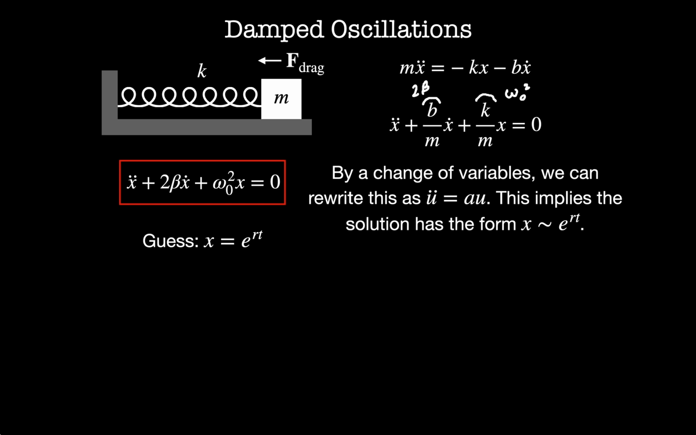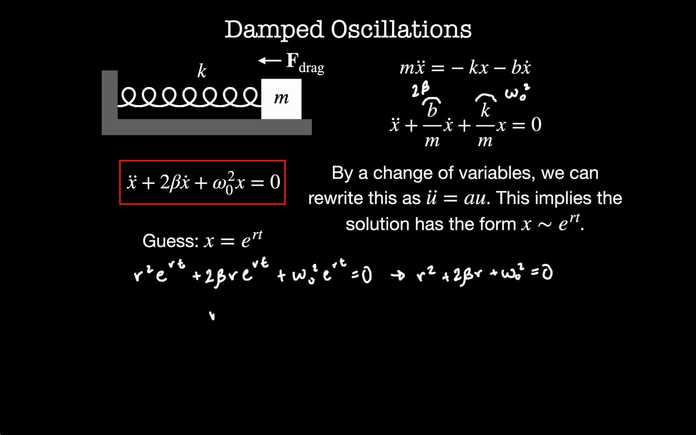So our equation now looks like, we've got r squared e to the rt plus 2 beta r e to the rt plus omega naught squared e to the rt is equal to 0. So nicely, all of the e to the rt's drop out, and we're left with a quadratic equation for r. So we've got r squared plus 2 beta r plus omega naught squared is equal to 0. So we have solutions for r that are r is equal to plus or minus square root beta squared minus omega naught squared minus beta.